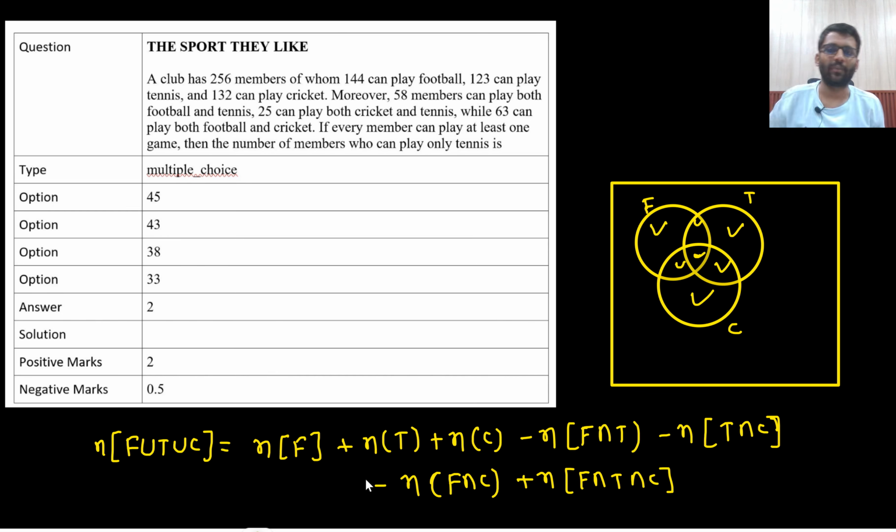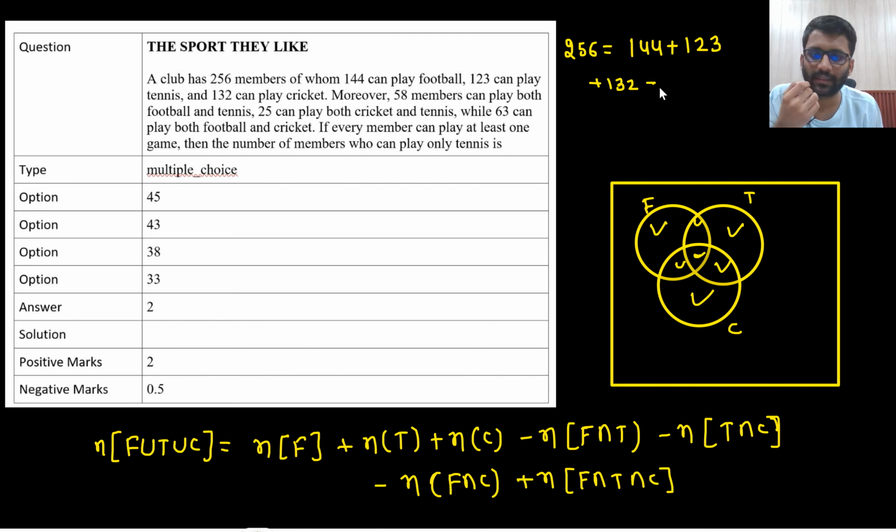So what I can find from here, let's check that out. So total 256 members are there, after which 144 play football, plus 123 play tennis, plus 132 play cricket, 58 members play both football and tennis, and then cricket and tennis, and then 63 both football and cricket. Then how many members will be there who play all? This we don't know. This we are going to find. Who plays everything?